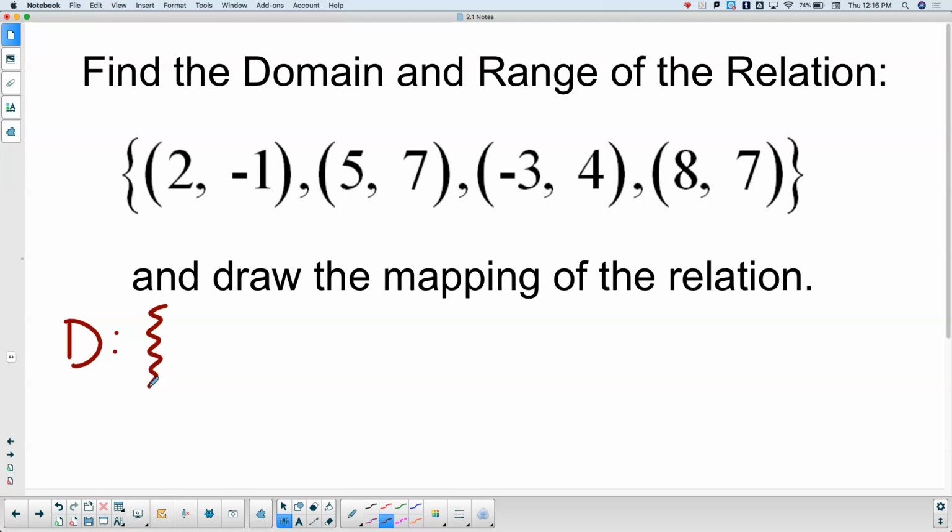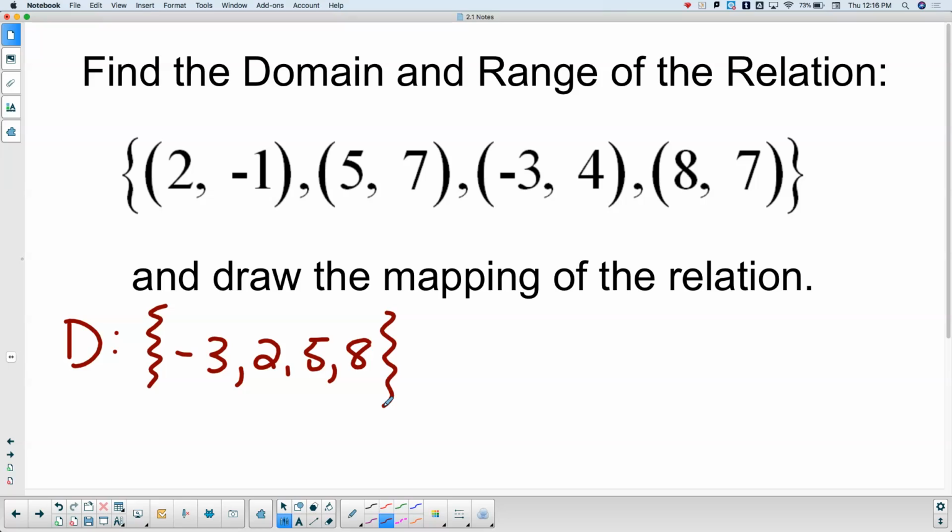What do you got, Mikhail? -3, 2, 5, and 8. I love it how you put them in numerical order, too. That's awesome. -3, 2, 5, and 8. Right? It's the x parts. Domain is the x parts of our relation.